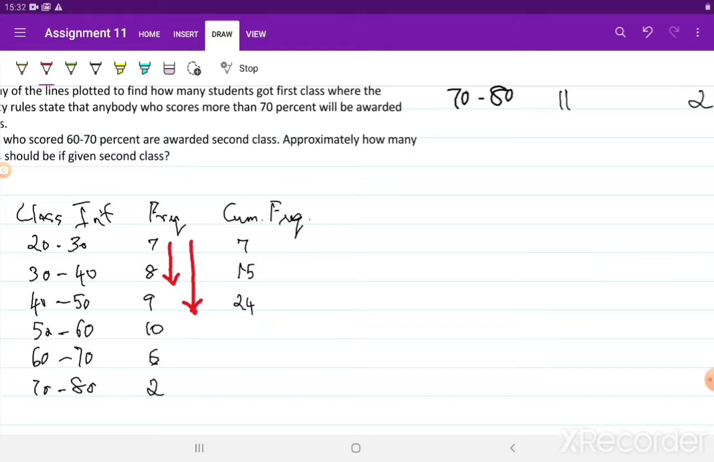For the class 50 to 60, cumulative frequency gives you the number of observations less than 60, which would mean 24 plus 10, 34. The number of observations less than 70 is 34 plus 6, which is 40, and the number of observations less than 80 is 42.